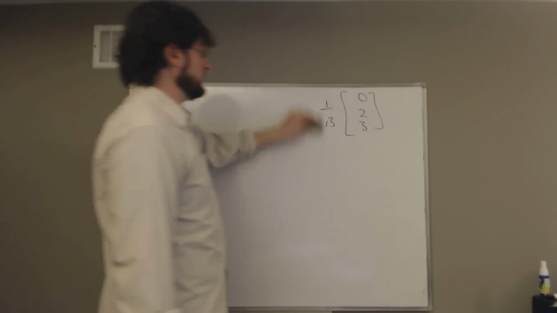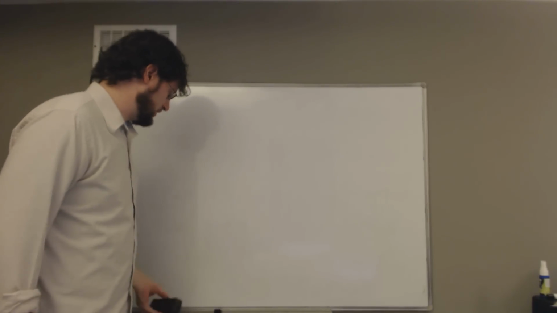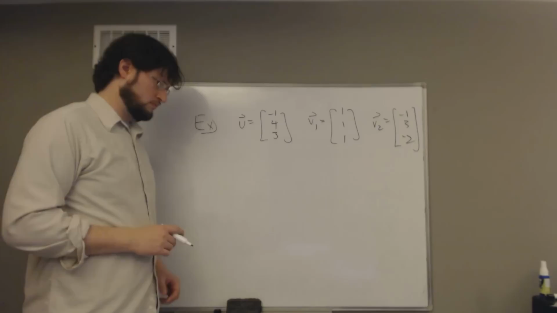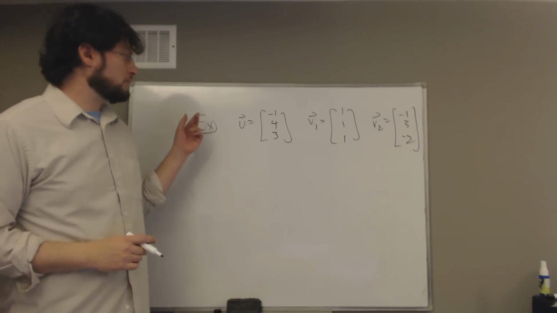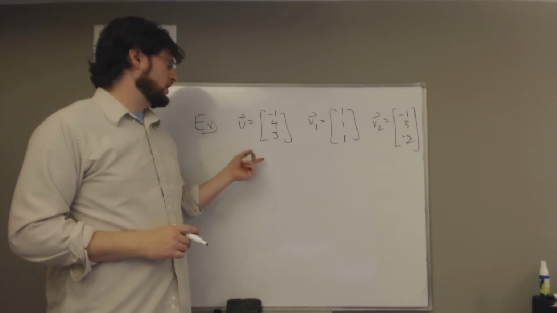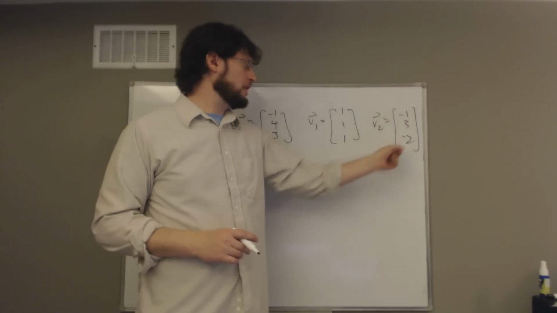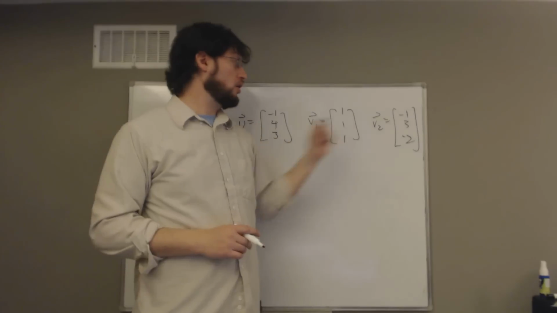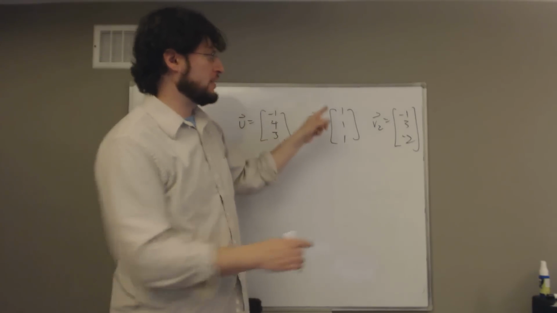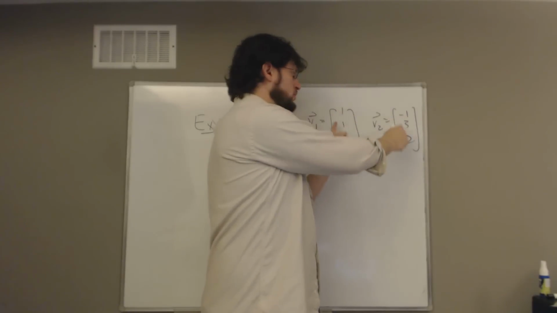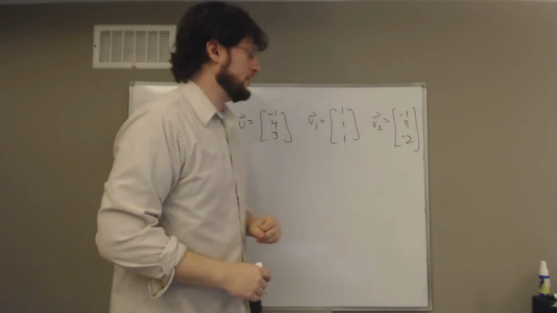Let's look at another one. We'll practice another one and add something new to the mix. Okay, so suppose that we started with these vectors, -1, 4, 3, 1, 1, 1, and -1, 3, -2. Again, notice that these are already orthogonal because if we dot them, we get -1, we get 3, and we get -2, which add to 0.